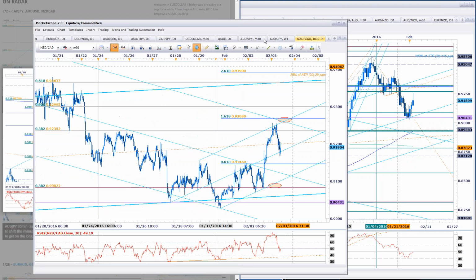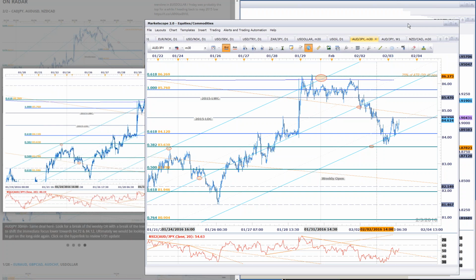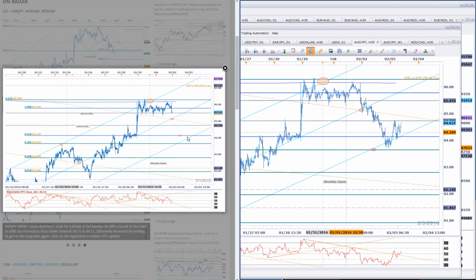Here's what Aussie Yen looks like now. So basically, you took out all those downside targets and just missed that 83.63, 38.2, literally by a couple of pips. 83.70. Okay, so 7 pips on a pair that's giving about 46 pips on a daily average ain't so bad. So you're just bobbling here up against the lower median line parallel.